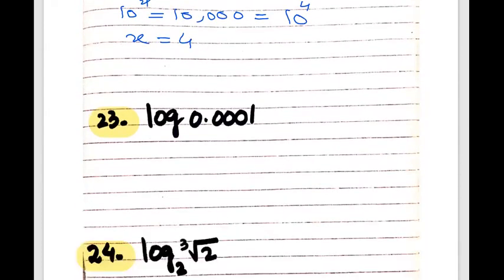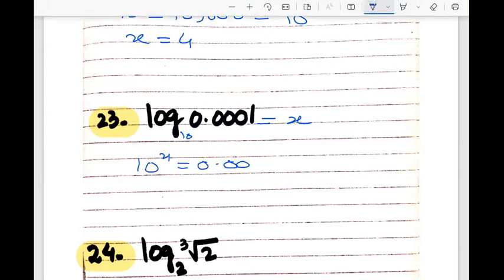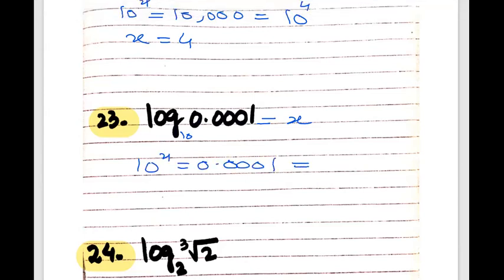So in the same manner, we can solve this question. We can write this log as log with base 10, and this will be equal to x. Convert it into exponential form. 10 raised to power x is 0.0001, and this will be basically equal to 1 over 10,000, which is 10 raised to power 4 in the denominator, and we can write 10 raised to power minus 4. So x is minus 4.